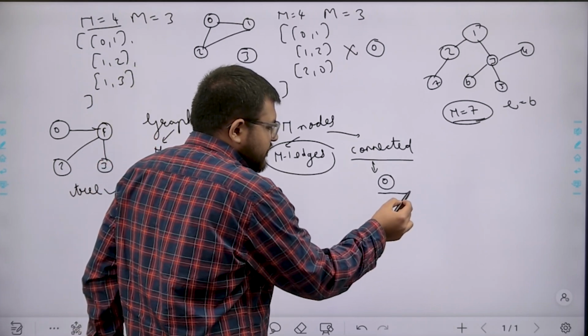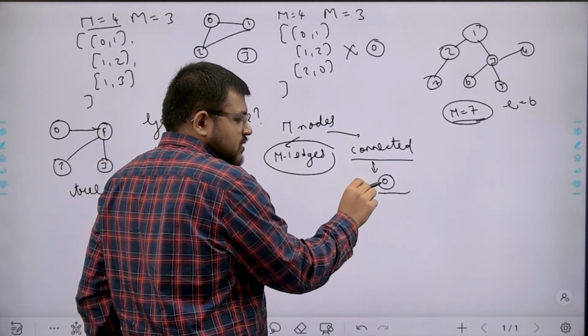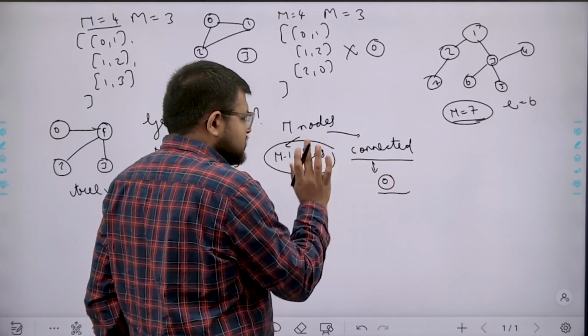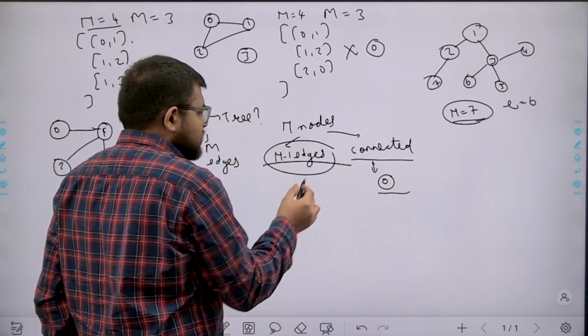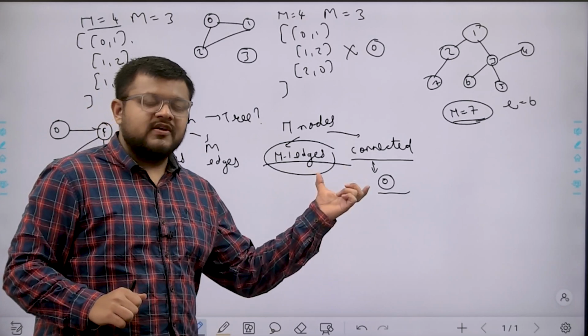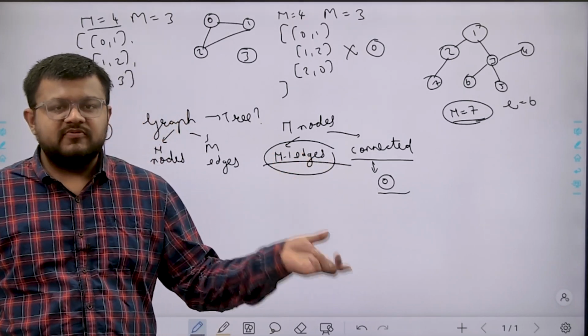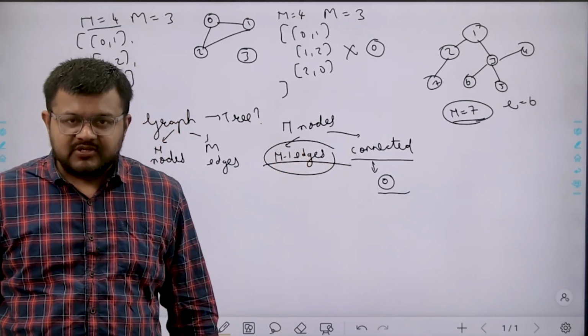So we will run a DFS starting from node number 0, and if you can visit all the nodes, it is connected, and the number of edges must be equal to n minus 1. If both the conditions are satisfied, we will return 1, otherwise we will return 0. Now let's look at its actual implementation.